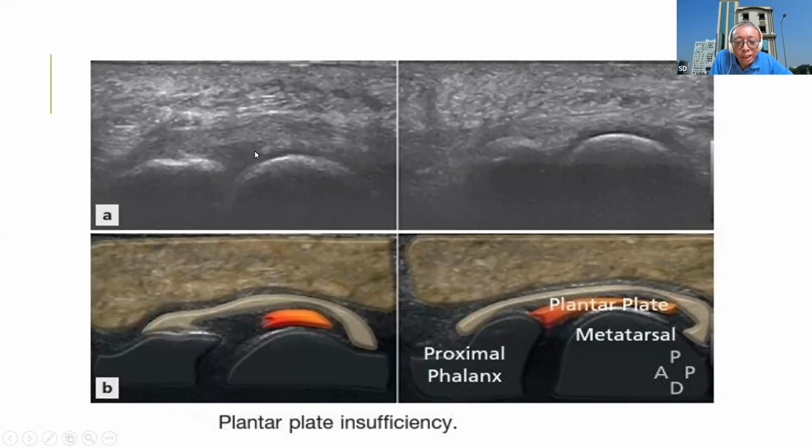So this is the ultrasound picture of injury of the plantar plate, which most commonly occurs at the second metatarsophalangeal joint. Okay, especially in females as well as in athletes, those who play kung fu, gymnastics, judo. In these patients, this plantar plate insufficiency is quite commonly seen.